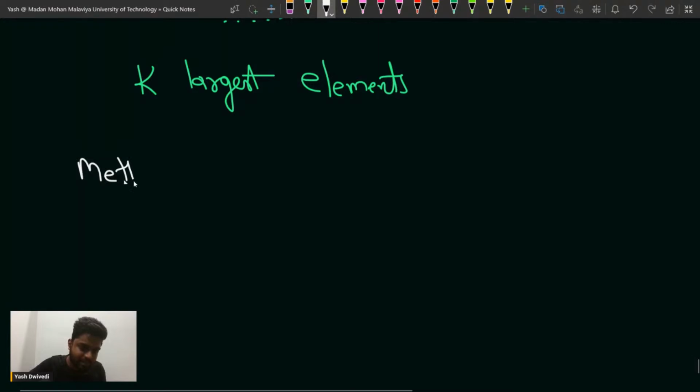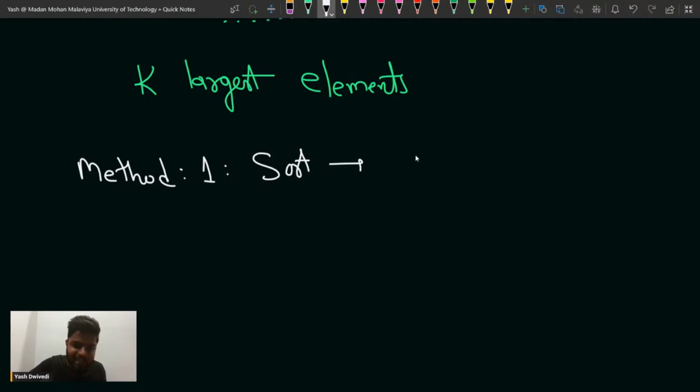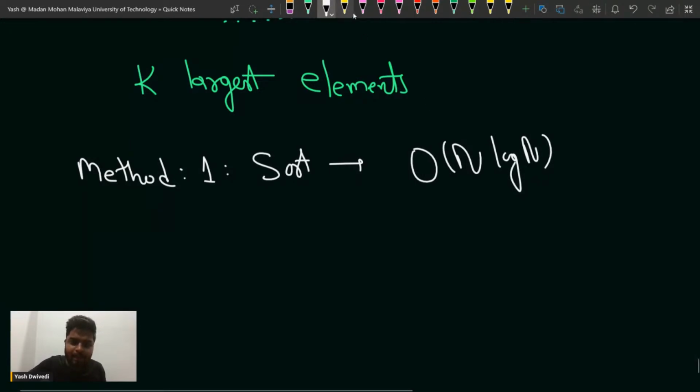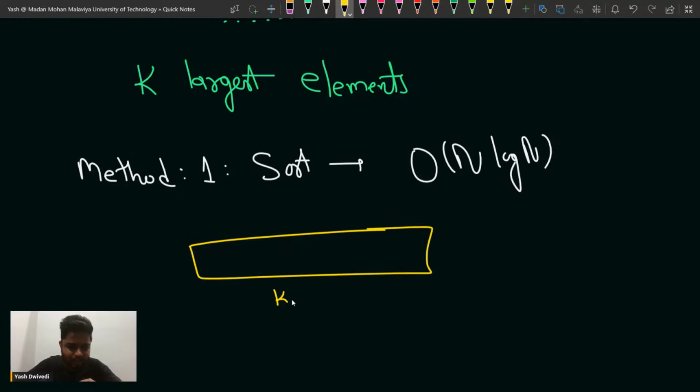One of the very basic methods that we can use is to sort the array. Sorting the array will take order of n log n time. You can sort the array in ascending order and then print the last K elements, or you can sort the array in descending order and print the first K elements.